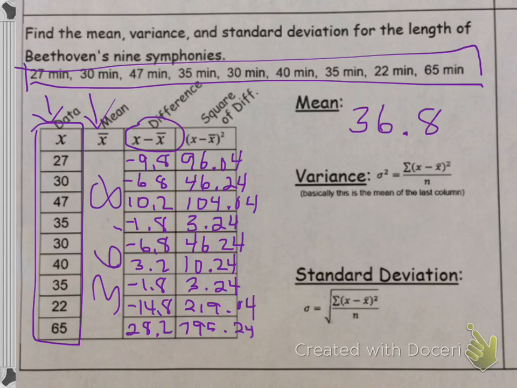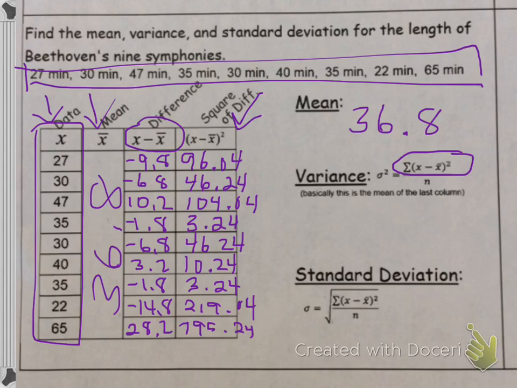So now I can go and answer those questions on the side over here. It asks for the mean, which we already put down as 36.8. Then it asks for the variance. The variance is the sum of all of those squared differences right here, added together and divided by n.